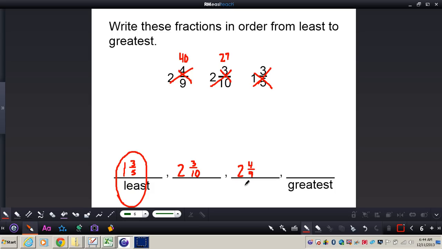Okay, so this is how you compare and order fractions and mixed numbers. If you have any questions about this concept, please come and see me.